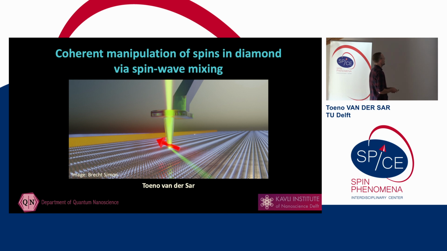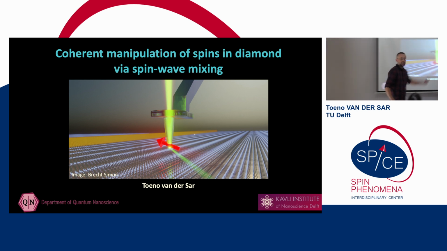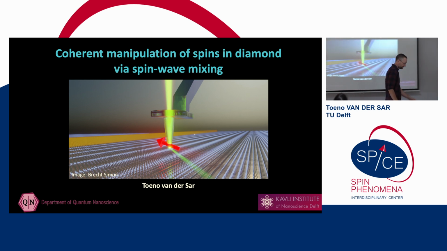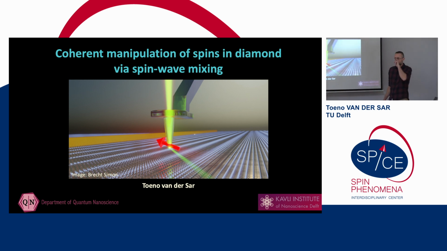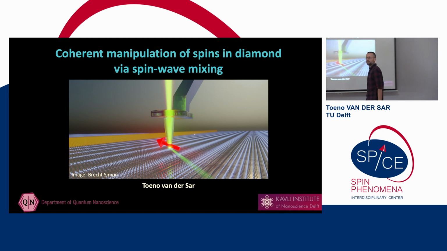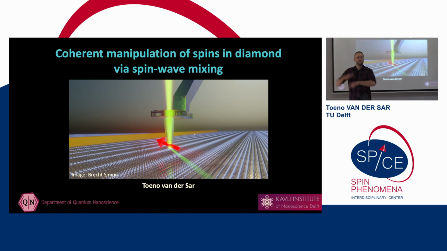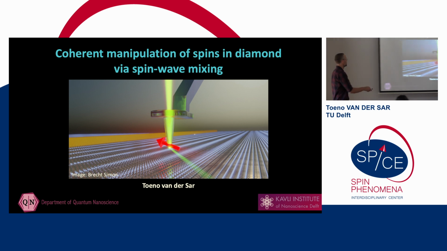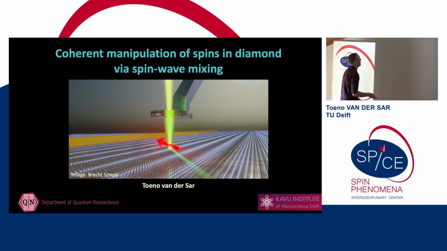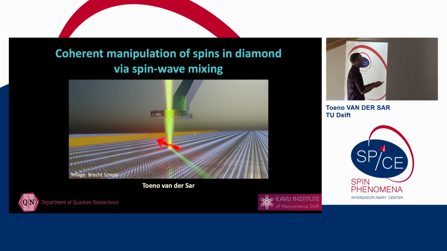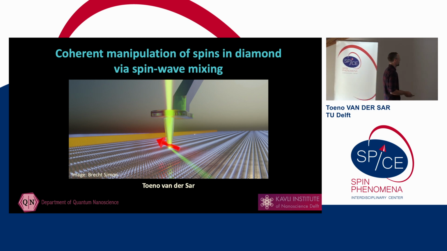So here we have a sketch of a typical experiment where we have a diamond tip with a spin. And then we have a magnetic film underneath. And that magnetic film hosts a collective excitation known as a spin wave. And that spin wave generates a microwave magnetic stray field. And we use that to manipulate the NV center spin. So I will discuss how we use spin wave mixing to manipulate these spins in diamond.